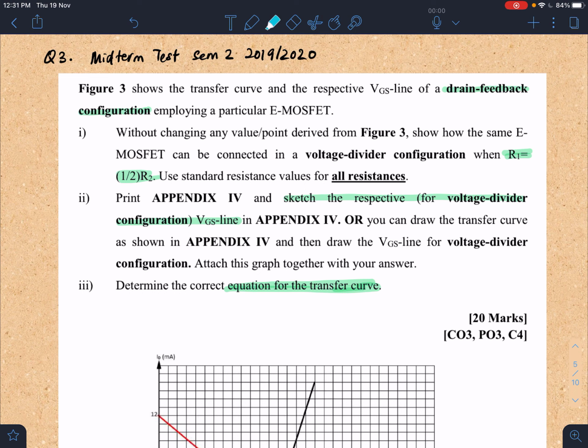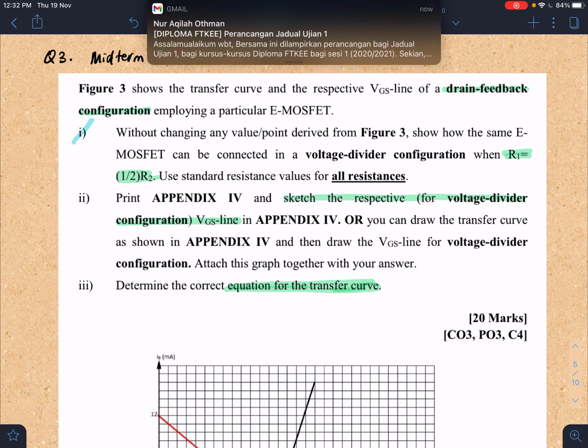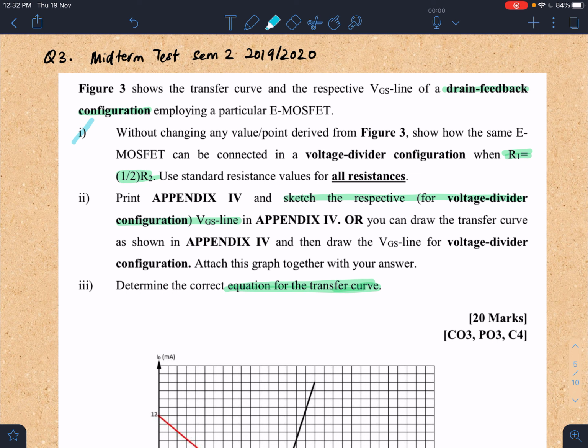Hi, now I want to continue to the last question for the design operation. This question is from the last semester, semester 2, 2019-2020. Let's take a look at this question. Figure 3 shows the transfer curve and the respective VGS line of a drain feedback configuration employing a particular E MOSFET.